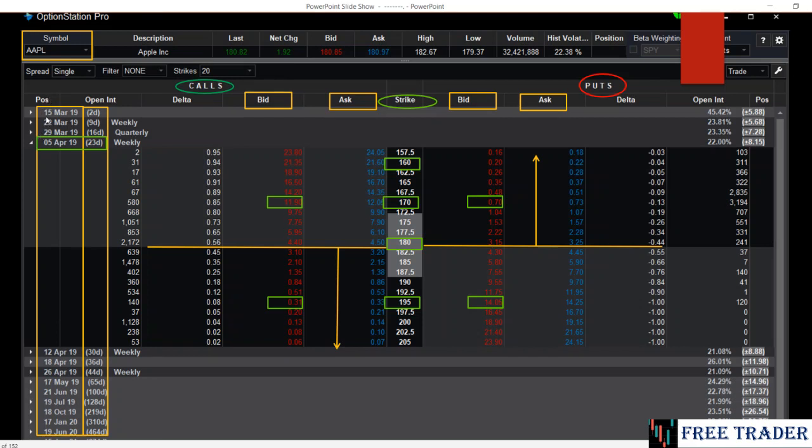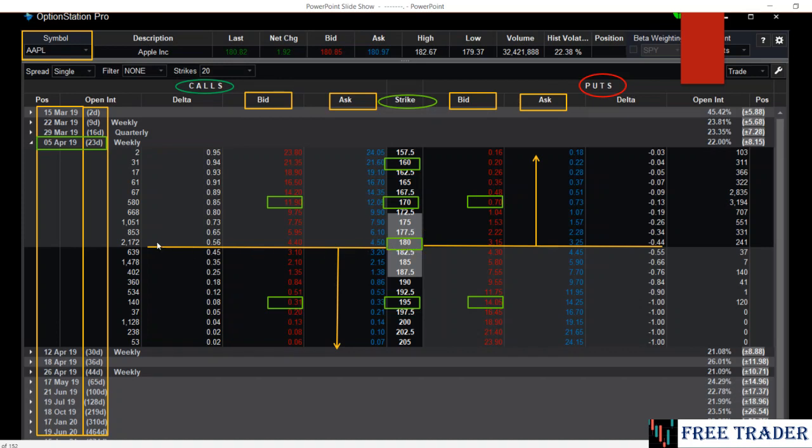we have the expiration date. The expiration date is right here on the left side. I have chosen April 5th of 2019. So that's the expiration date that I'm working with right now. And I want to remind you that this is Option Station Pro from TradeStation. Okay. Now, the last price of the stock was at 180.